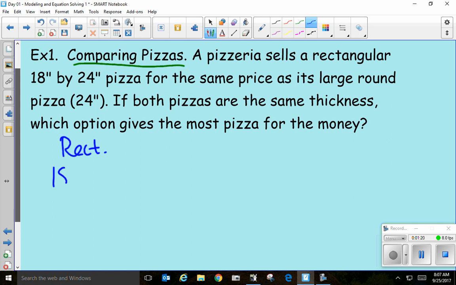So let's look at our rectangular pizza. It is 18 by 24. So how do I figure out the size of that? I multiply them together. I find the area. I don't need to find the volume because they're both the same thickness. Okay? So what is 18 times 24? 432. That is square inches of pizza.